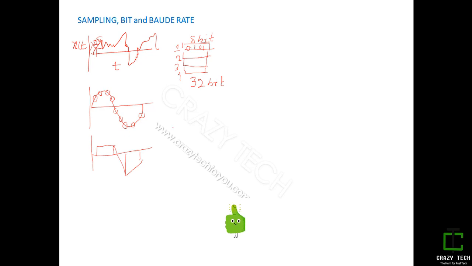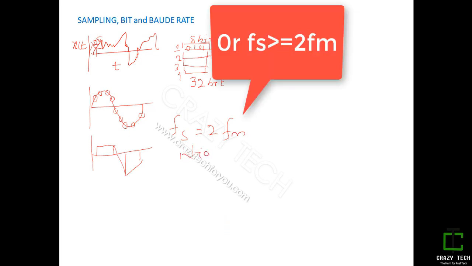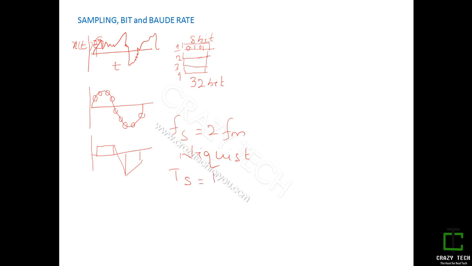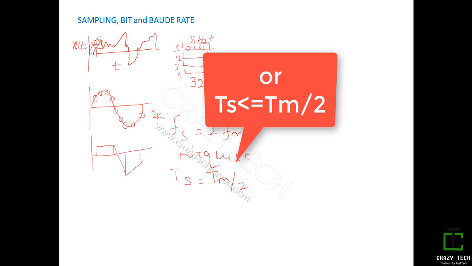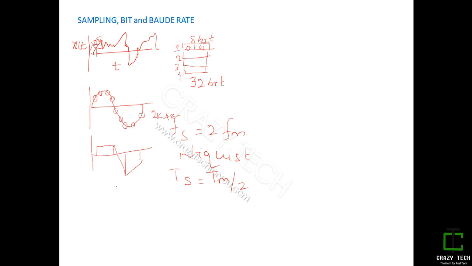There is a formula called Fs is equal to 2Fm. This is called the Nyquist criteria. So Fs greater than or equal to 2Fm, or Ts is equal to Tm by 2. Let's say this frequency is 2 kilohertz. So I need to sample this signal at the rate of 4 kilohertz. I hope as an electronics engineer, electronics student, you are aware of this Nyquist formula.